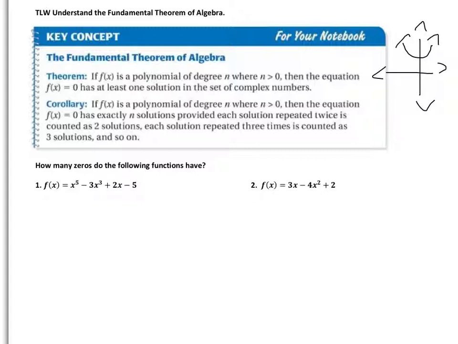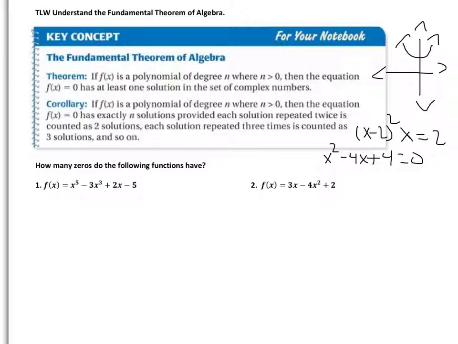A corollary. If f of x is a polynomial of degree n, where n is greater than 0, then the equation f of x equals 0 has exactly n solutions, provided each solution repeated twice is counted as 2 solutions, each solution repeated 3 times is counted as 3 solutions, and so on. What they're saying is if you get something like x minus 2 squared, that's x squared minus 4x plus 4. If you have that function, you would have x equals 2 twice. That's what they're talking about.